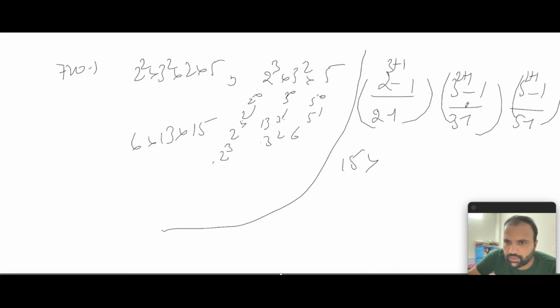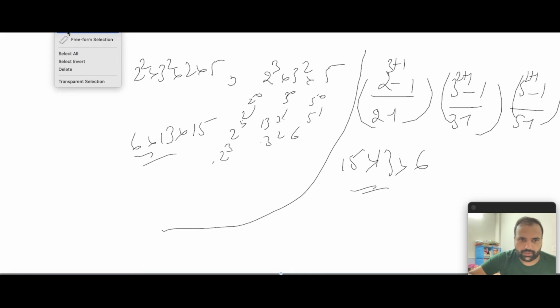2 to the 4 is 16, minus 1 is 15. 3 cubed is 27, minus 1 is 26, by 2 is 13. And 5 squared is 25, minus 1 is 24, by 4 is 6. So exactly the same thing. So this is what we call the product of the sums of all the factors.